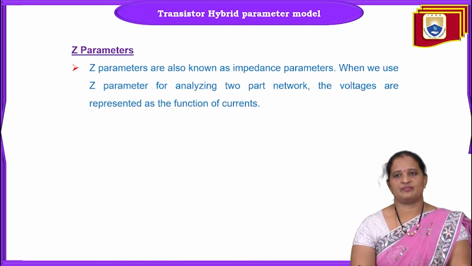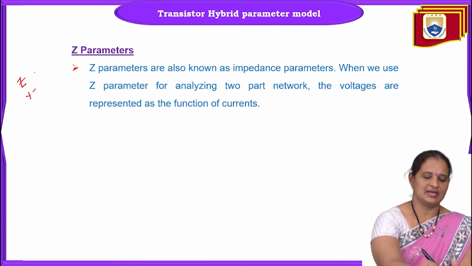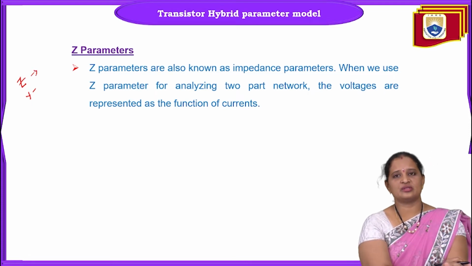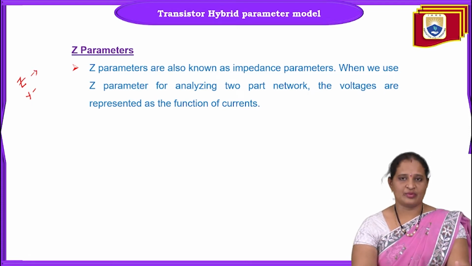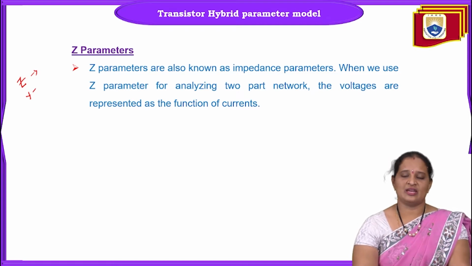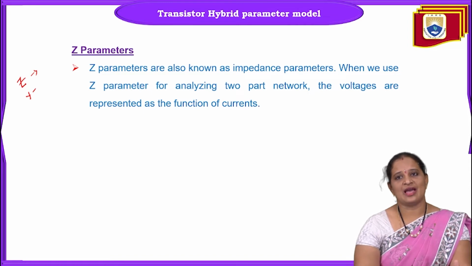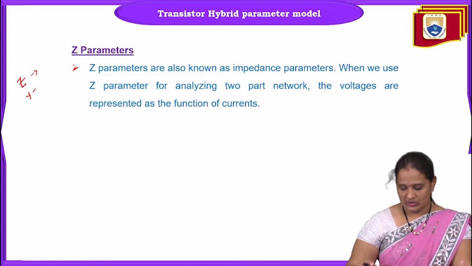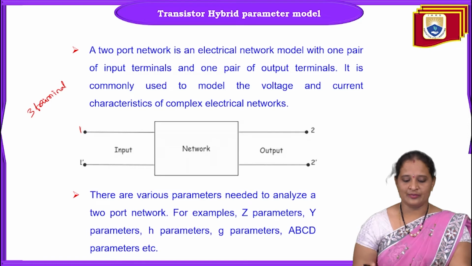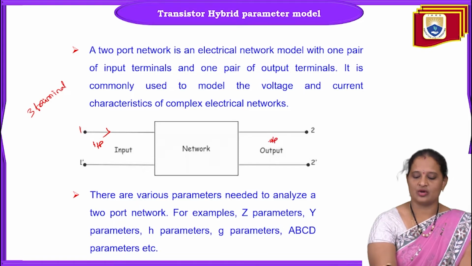What do we mean by Z parameters? Z means impedance and Y is admittance. Z parameters are also known as input parameters. When we use Z parameters for analyzing a 2-port network, the voltages are represented as a function of current. In the last slide, we had a 2-port network, so let us consider this as the input port and this as the output port.